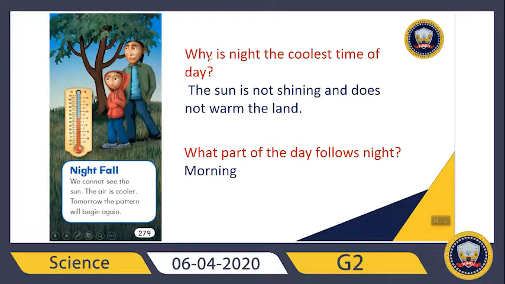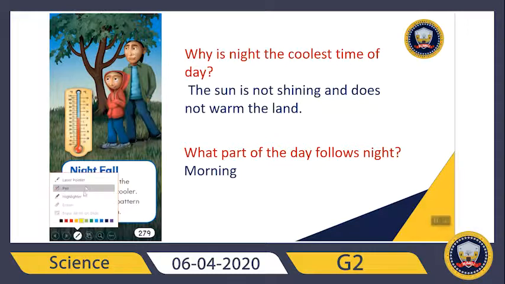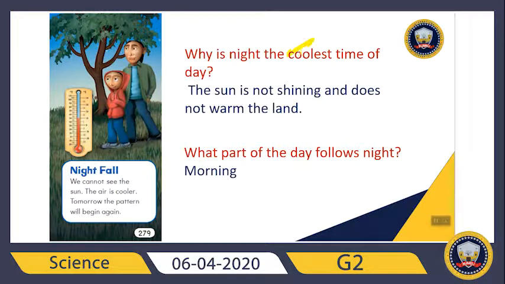Let's see this question. Why is night the coolest time of day? Because the sun is not shining and does not warm the land. The sun will go and we cannot see it, so the sun is not shining. So the weather will be cold and the land is not warmed.